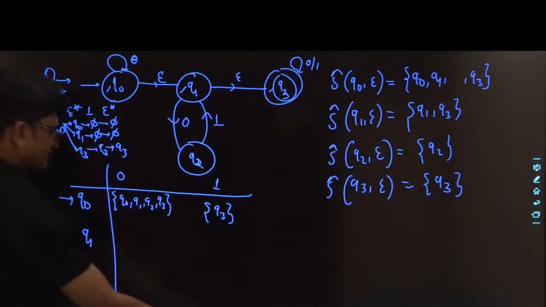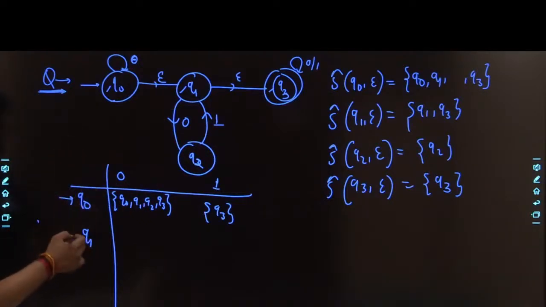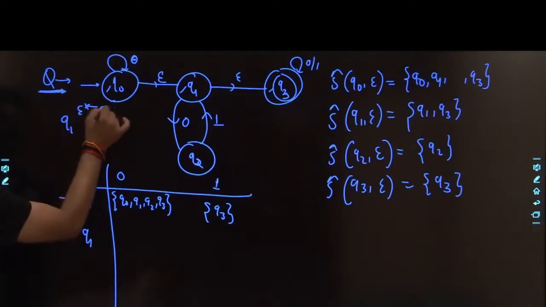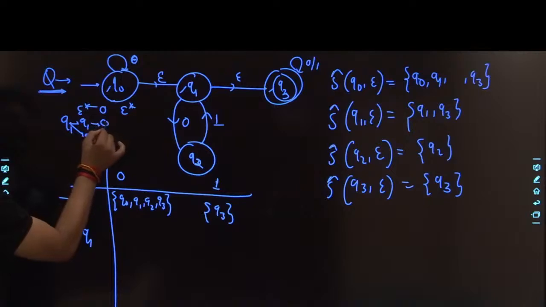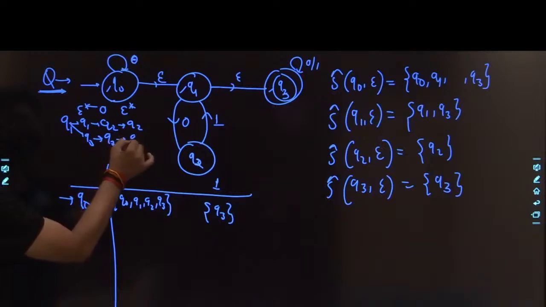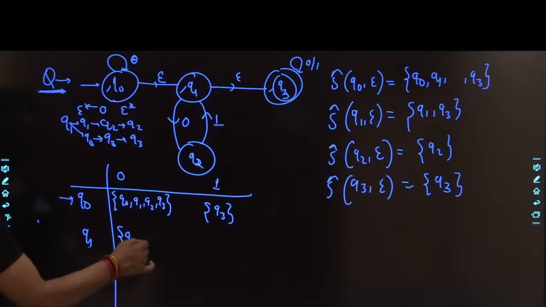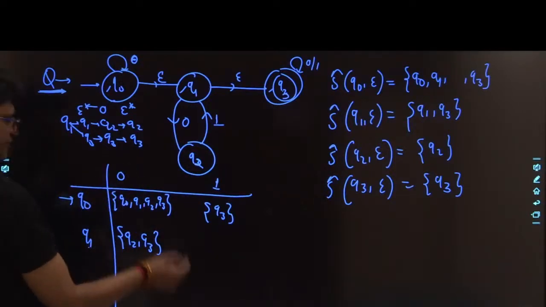Now Q1 on 0: epsilon closure, 0, epsilon closure. Q1 on epsilon, what is the epsilon closure of Q1? Q1, Q3. Q1 on 0, Q2. Q3 on 0, Q3. Epsilon closure of Q2, Q2. Epsilon closure of Q3, Q3. So when we read a 0 on Q1, it goes to Q2 and Q3. Clear?